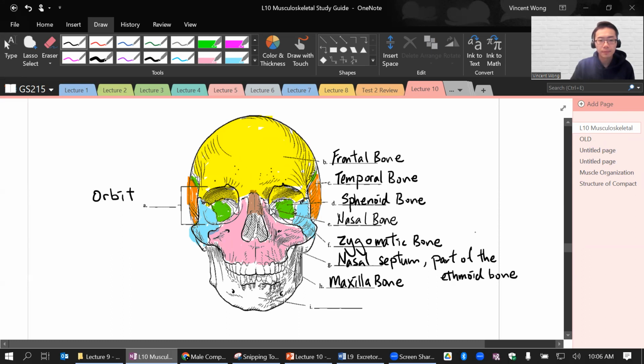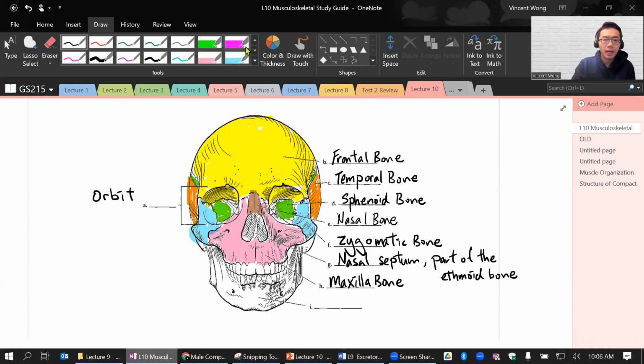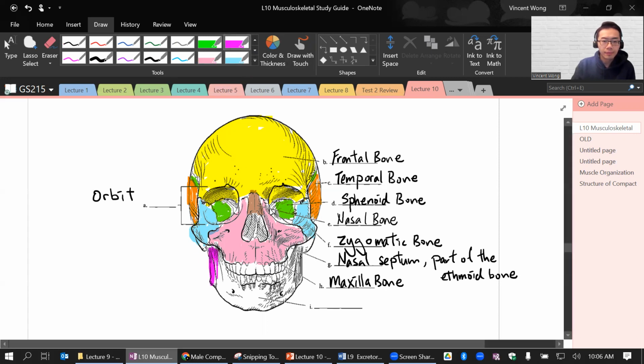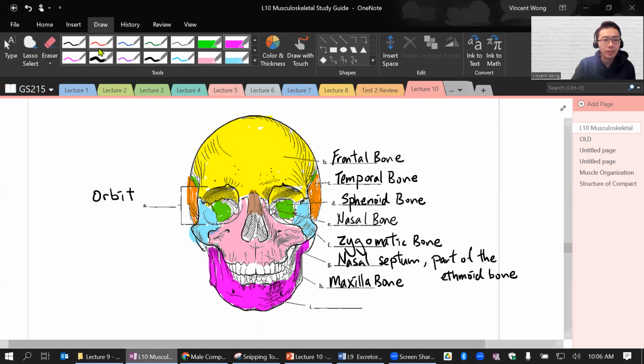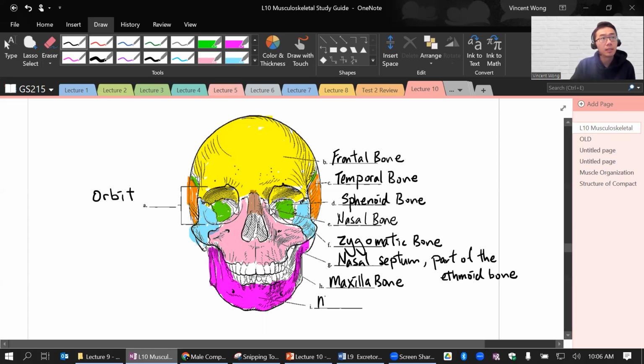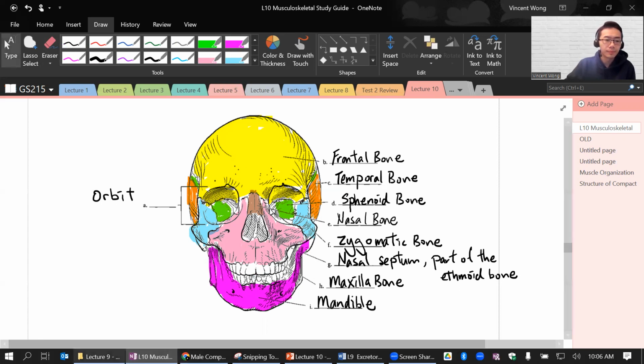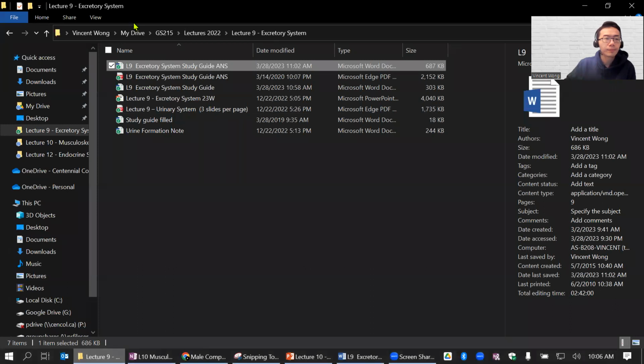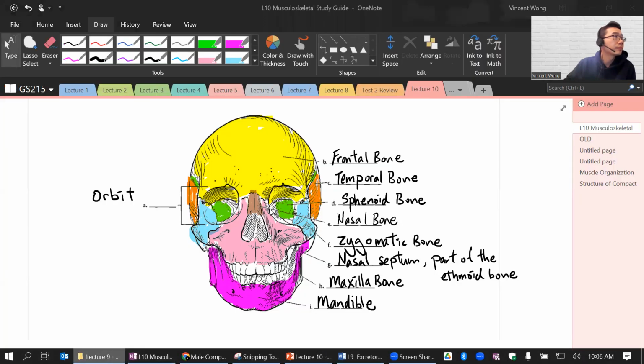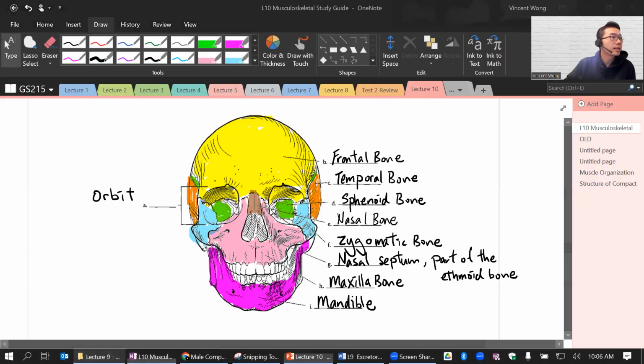And lastly, right here, we have the mandible. Mandible. Okay, so that's your skull.